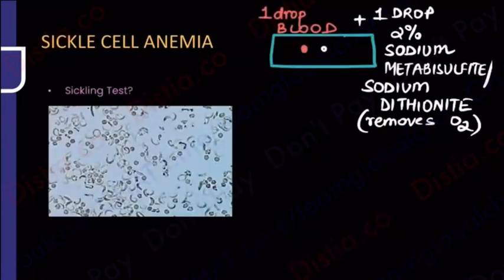So that is what you're doing. How are you removing the oxygen? You're adding a chemical which sucks out all the oxygen, sodium metabisulfite or sodium dithionite, at a 2% concentration. Then you have tricked the sickle cells. You took their oxygen, and then they had to show their true colors. They were trying to show round, but now you've taken the oxygen, it has become sickled.